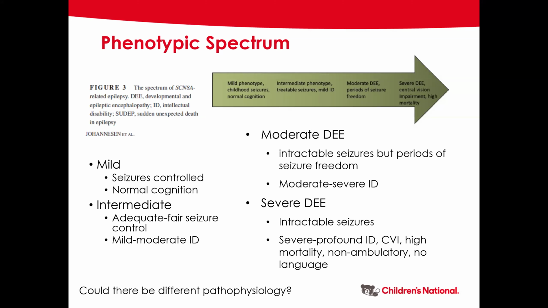and other comorbidities. The most severe cases have severe to profound intellectual disability. These patients are often non-ambulatory. They have cortical vision impairment, really no language, and high mortality, including mortality from SUDEP. Not quite as high as with Dravet syndrome, but certainly a higher risk for SUDEP in this patient population.